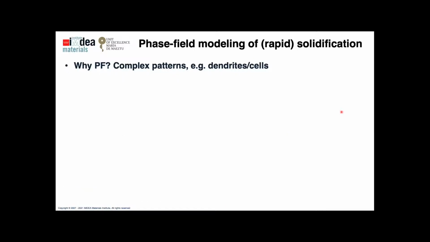So how are people modeling the formation of microstructure with rapid solidification? Well, I'm going to focus on phase field, because why phase field? Because it's a very powerful model to study morphologically complex patterns such as cells or dendrites. You don't have assumptions on the shape. So you can form dendrites that are forming spontaneously.